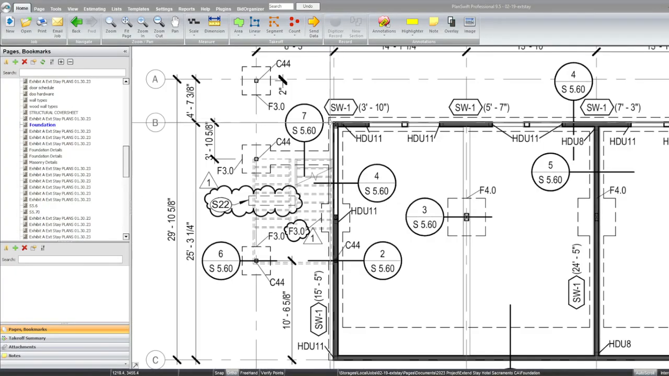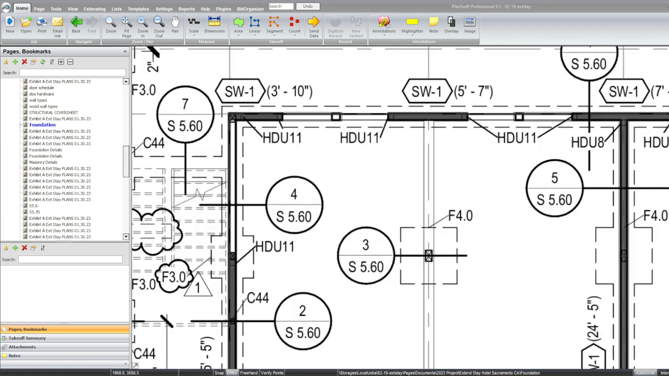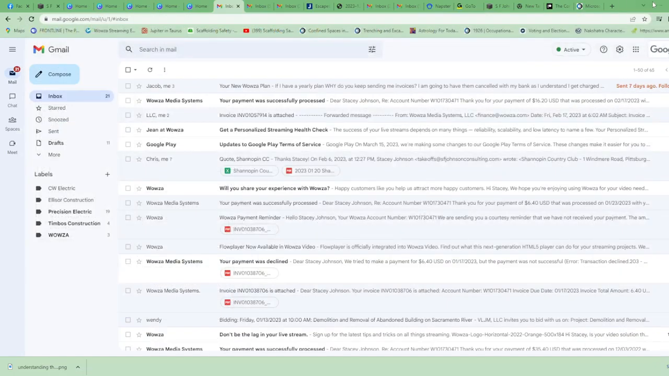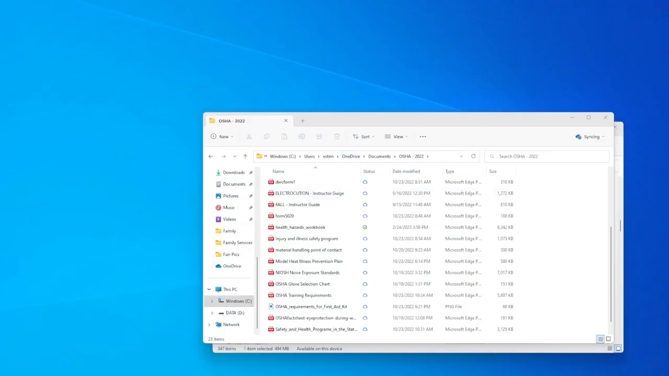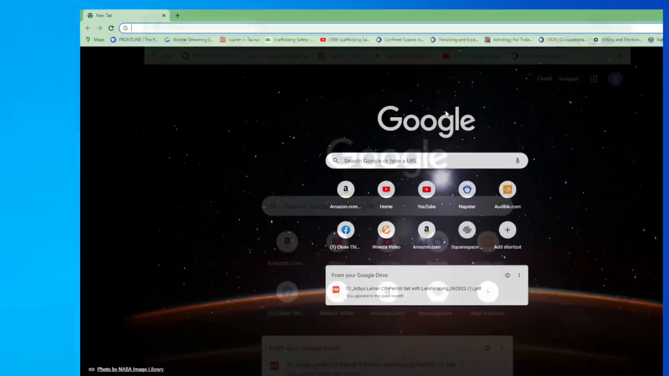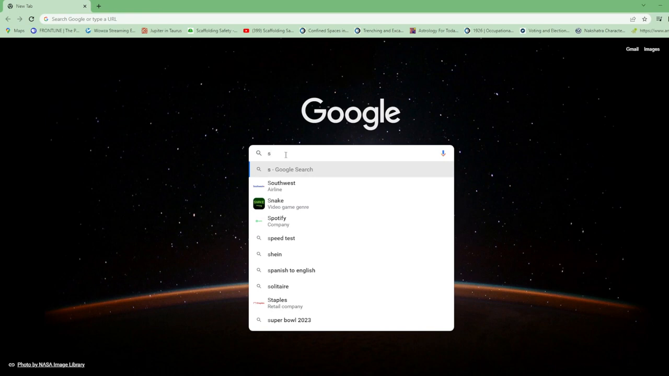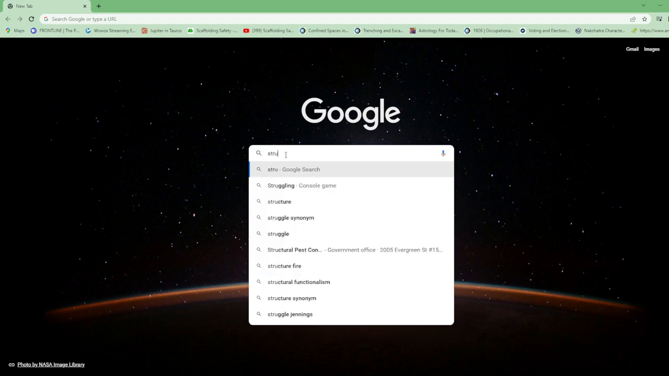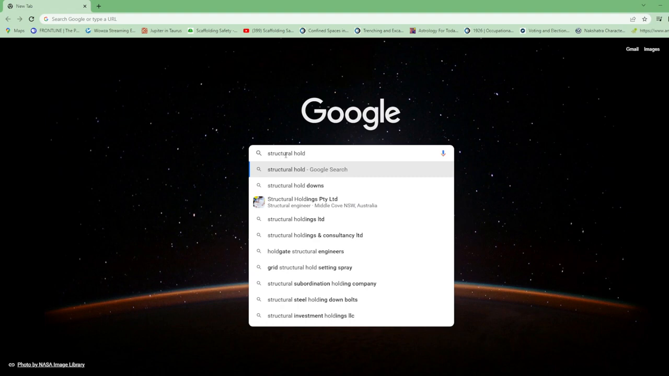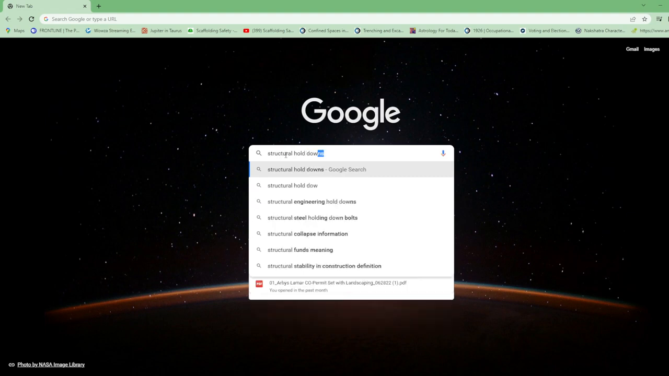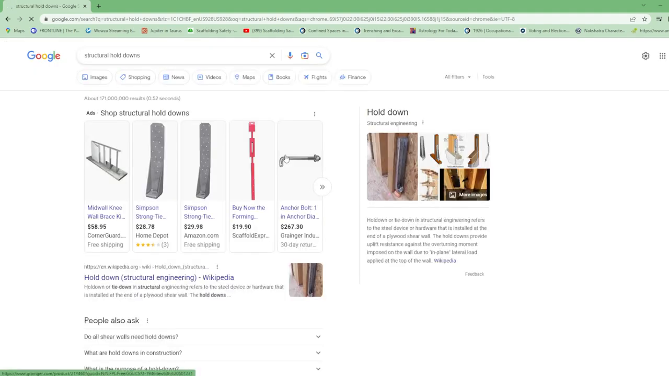Let's look at our notes first. You know what? I don't know what's under here. My email's under there. Okay. Let's do this, because when we're estimating and we don't know what something is, this is what we have to do. I'm going to put structural hold down. All right. So something like this right here, that's a big one.